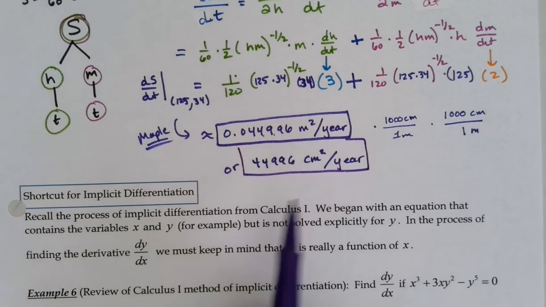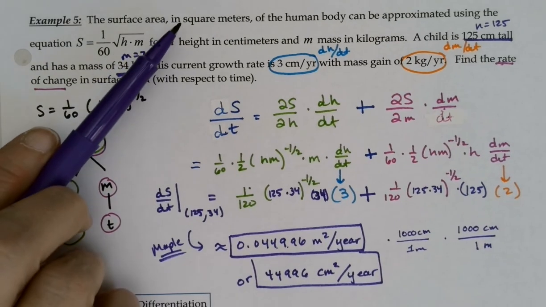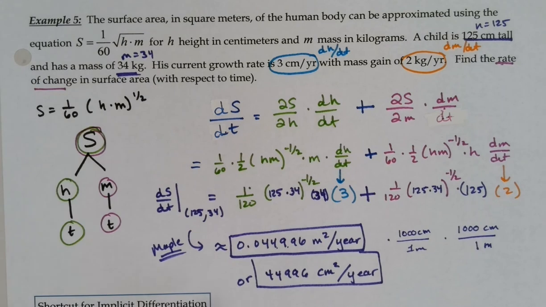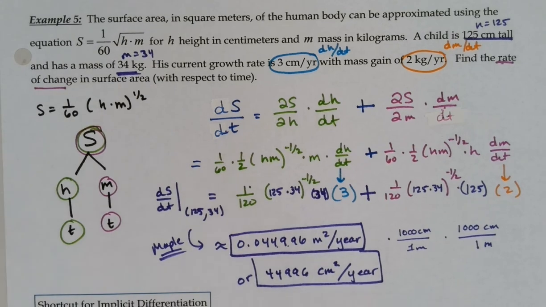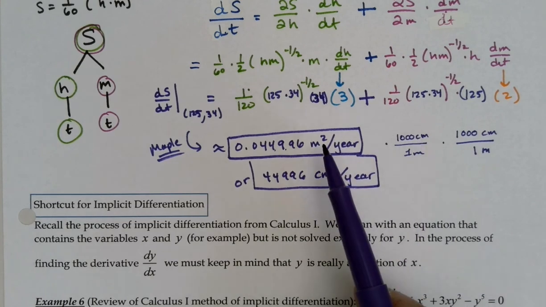And again, the reason that was square meters is because it was defined that way back here at the beginning. It was defined in square meters, and therefore it's meters squared here. If you want to change it to centimeters squared, you'd have to convert both sets of meters to centimeters.